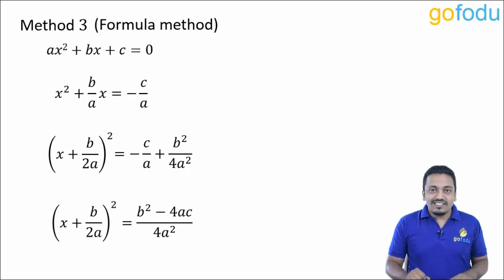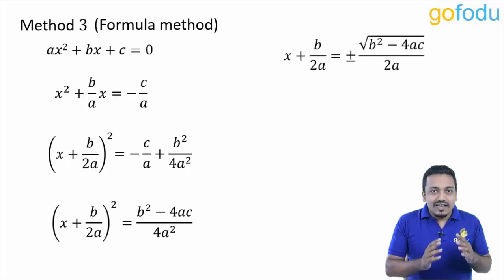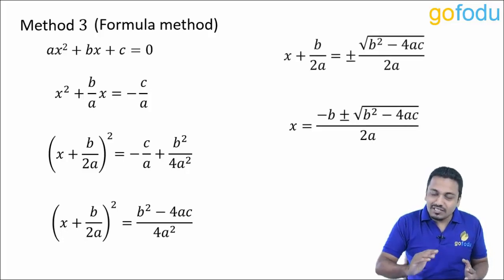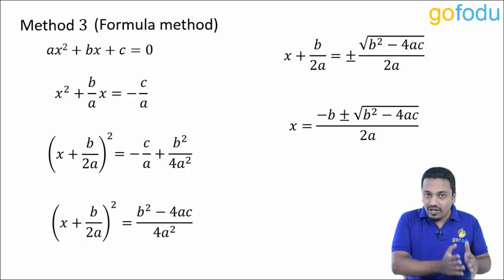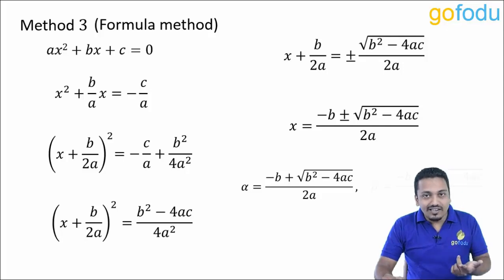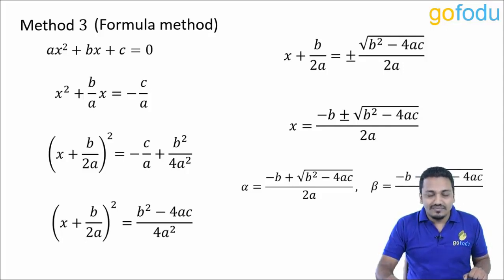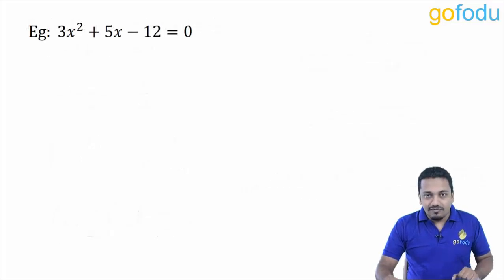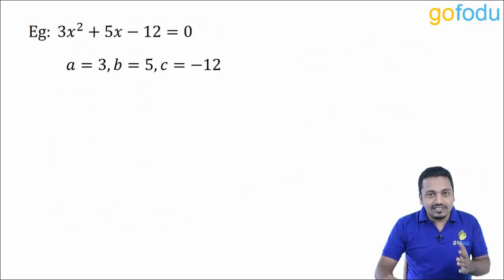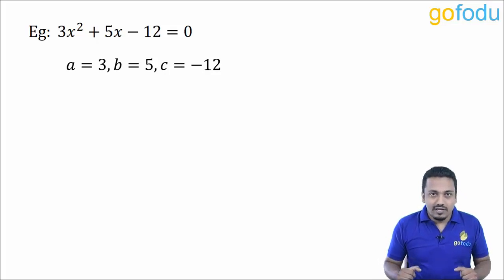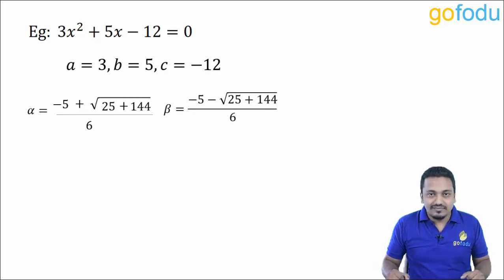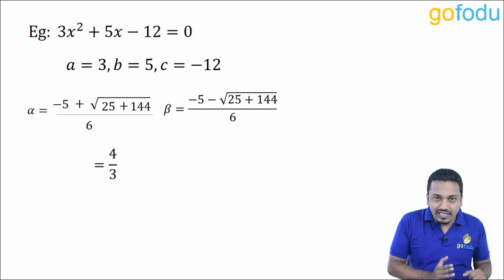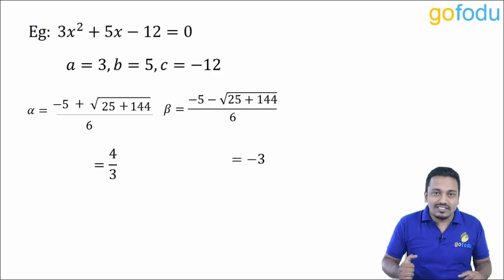Take square root both the sides. A plus minus sign will come in the right hand side. X will come out to be minus b plus minus square root of b square minus 4ac upon 2a. Now there is a plus minus sign in between. So for one root we will go with the plus sign, and for another we will go with the minus sign. In this example, the value of a is 3, b is 5 and c is minus 12. Put these values in the formula and get the values of alpha and beta. One root will come out as 4 by 3 and the other root will come out as minus 3.